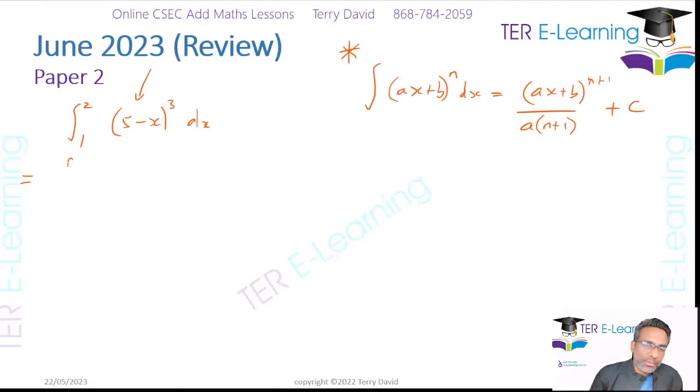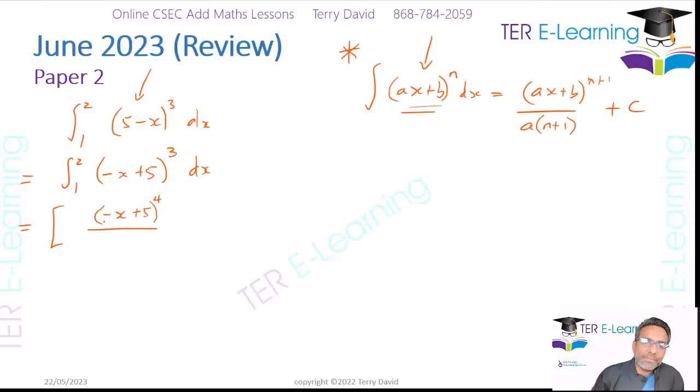But all I'm going to do first is put my 2, 1 here, but that 5 minus x, I'm going to write it so that it looks like this. So this is going to be minus x plus 5 raised to the power 3 dx. So now it looks like this, and I can go ahead and use the formula. So you put your square brackets, you're going to integrate this, so it's minus x plus 5 to the power 4, 3 plus 1 is 4, all over a, which in this case is the coefficient of x, which is minus 1. So this here is going to be minus 1 multiplied by 4. So this is going to be minus 4.